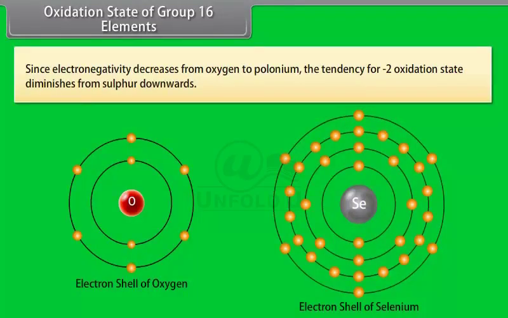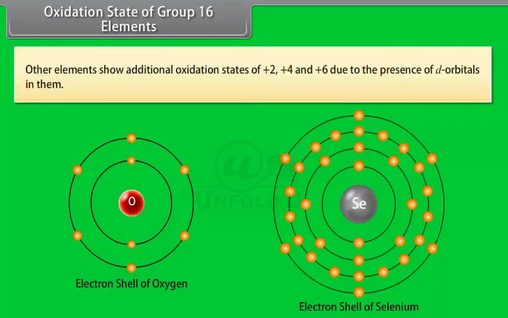Since electronegativity decreases from oxygen to polonium, the tendency for -2 oxidation state diminishes from sulfur downwards. Other elements show additional oxidation states of +2, +4 and +6 due to the presence of d orbitals in them. Chemical properties of group 16 elements.